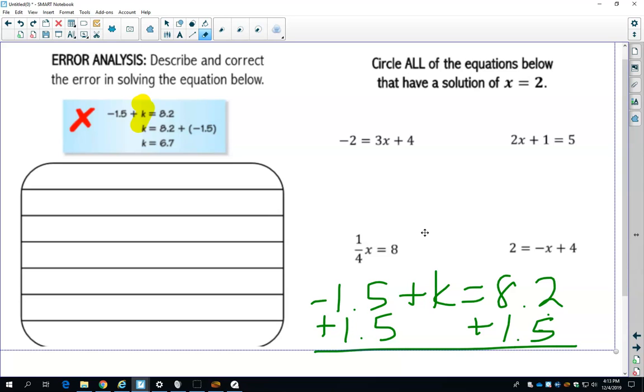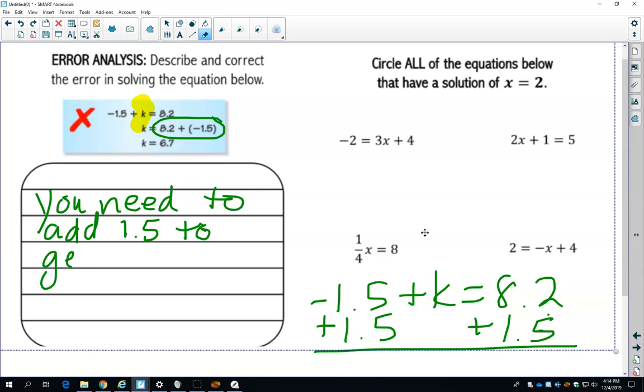So let's look at the answer over here. Let's see what they did. They added a negative 1.5. So that was the mistake. Okay, so I would describe the error as you need to add 1.5 to get rid of negative 1.5, because we're trying to isolate the variable.